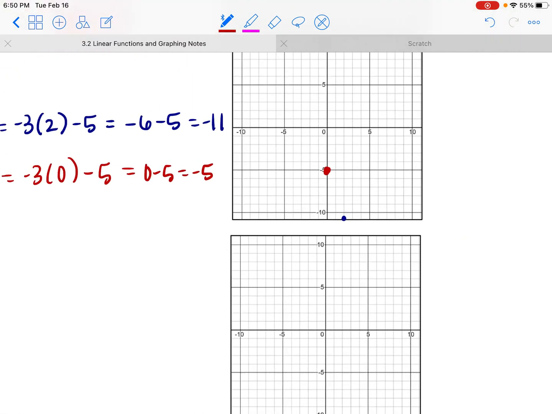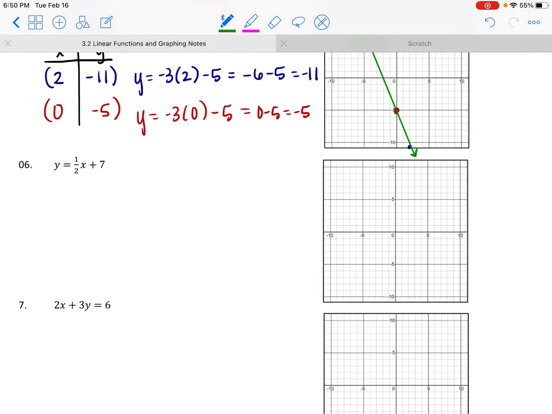And now I can connect these to make my line. I'm going to actually try to go through the points. Nope, terrible. Hey, that was not too bad. Okay, so there it is. Again, just make sure you're extending beyond the 2 points that you picked, because there is an infinite collection of points that will go on forever.